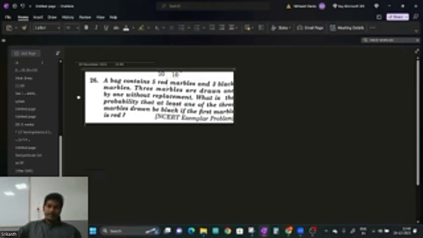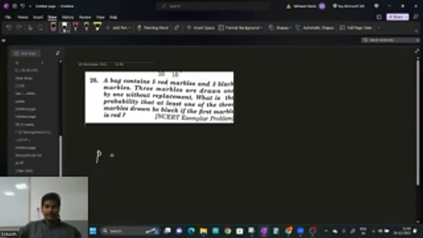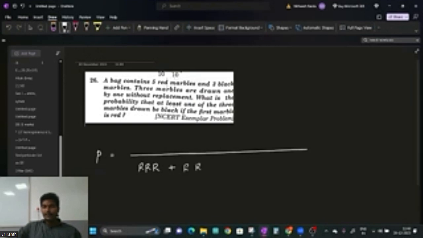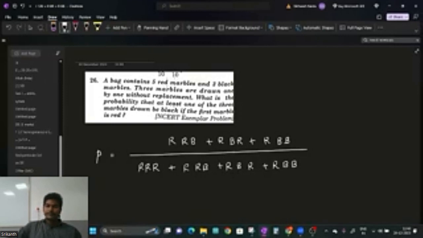Yeah, let's calculate this. P is equal to, what are the choices? RRR, first R, red black; first R, black red; first R, black. And the numerator will be first R, red black; first R, black red; first R, black. So what is the first case, the RRR case?